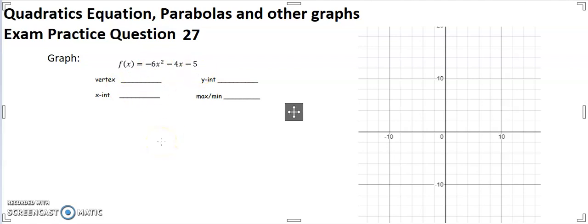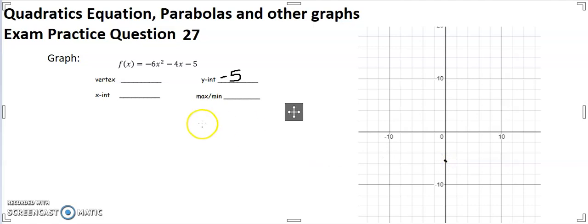So the first thing with me graphing this is I am going to think about my y-intercept. That's the easiest. Y-intercept is always c. So my c is negative 5. So when x is 0, y is negative 5. So right here, (0, negative 5).